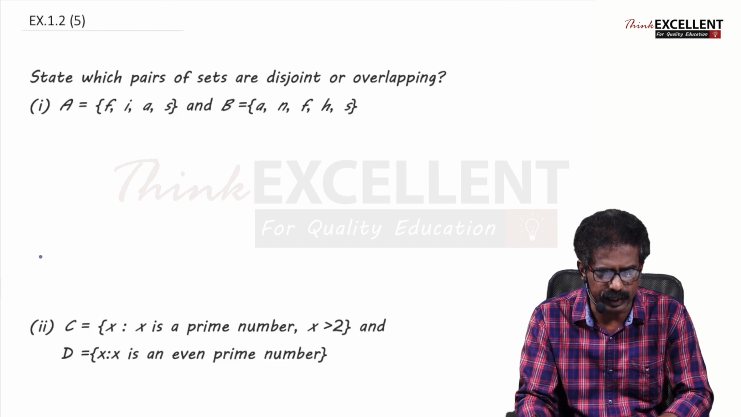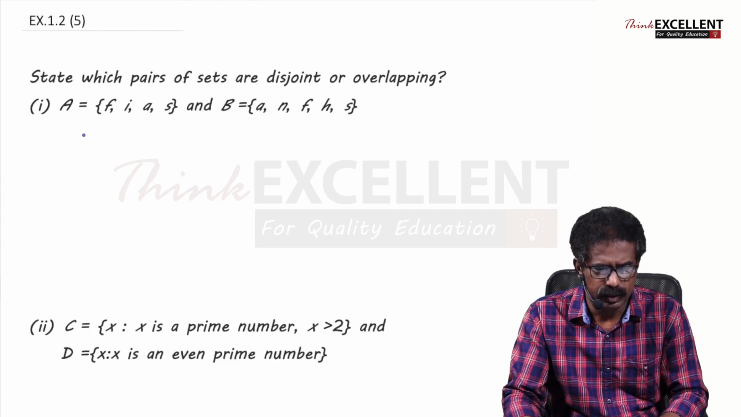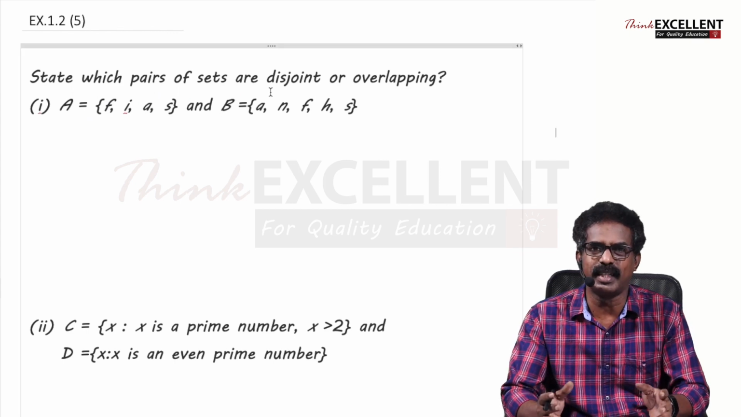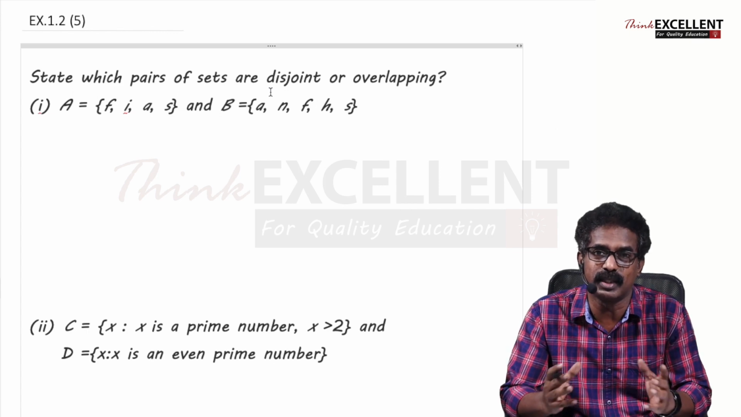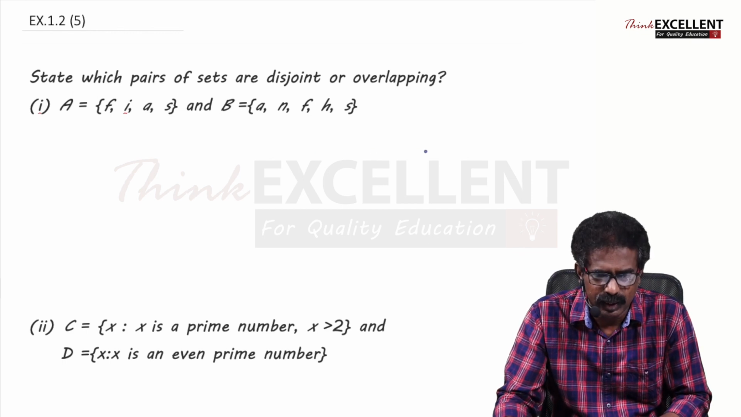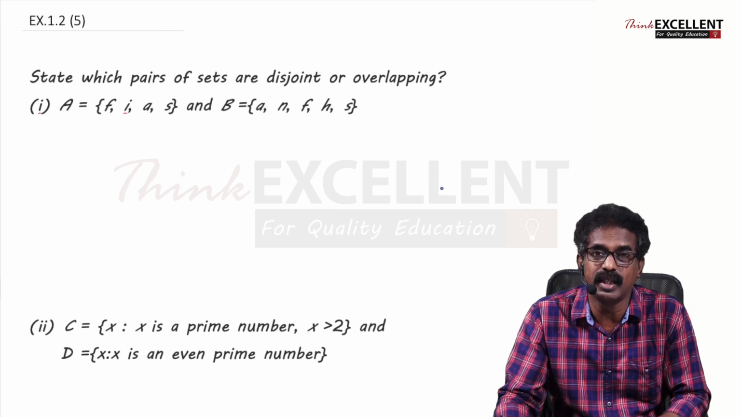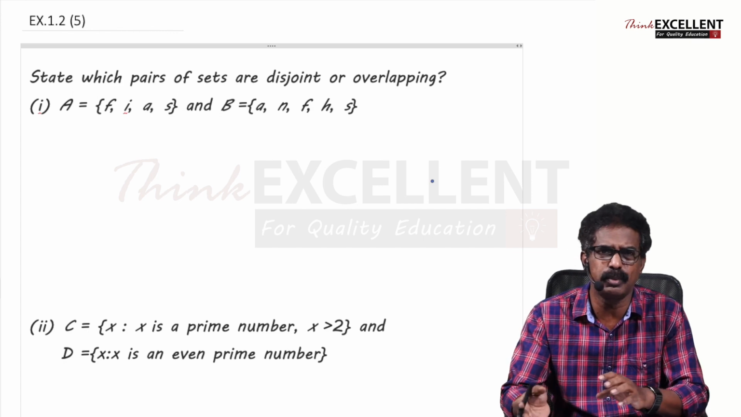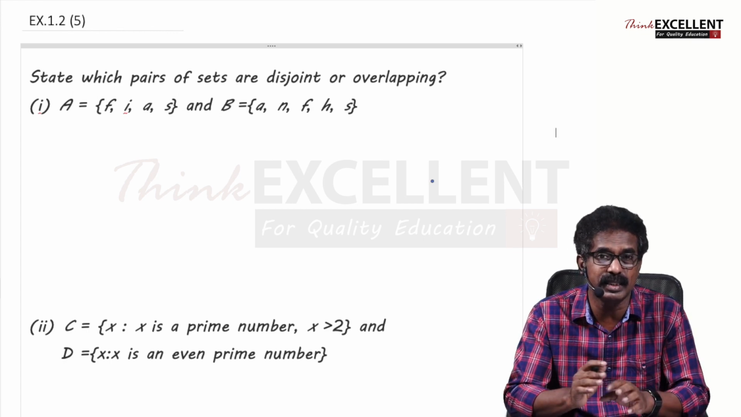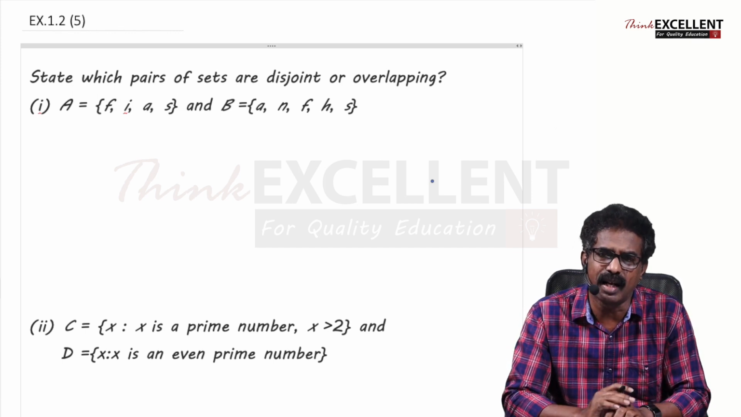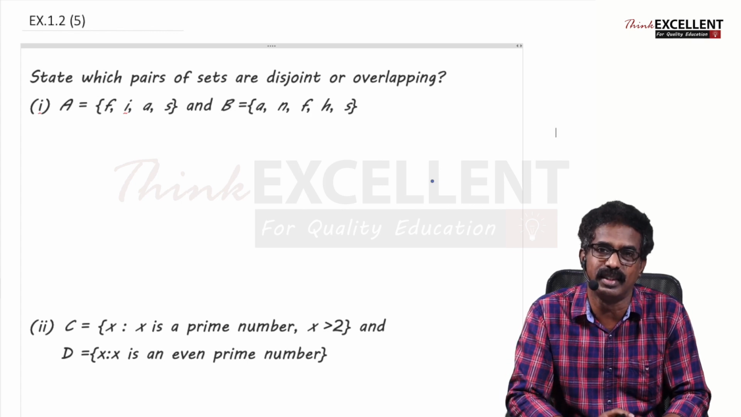Now let us go for the next question. State which pair of sets are disjoint and overlapping. All the theory we studied, now we are checking how much you understood, one by one. Which pair of sets are disjoint or overlapping? Here you find the intersection, that is, the common element. We are not bothered about how many elements. We check whether there is any common element. Even if one element is common, they are overlapping sets. If nothing is common, they are disjoint sets.